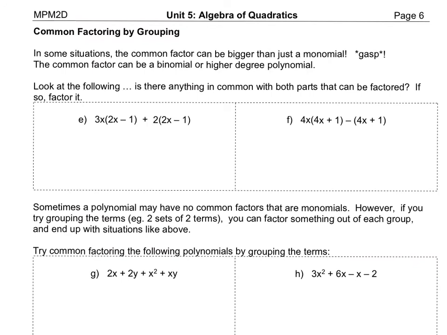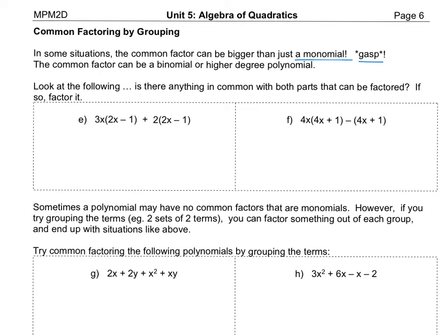So factoring by pulling out a monomial, not too hard, but now we're going to change it up a little bit. We're going to look at this thing called factoring by grouping. It really is common factoring still, but in some situations the common factor can be bigger than just a monomial. I know, crazy, right? The common factor can be a binomial or higher degree polynomial. So we're going to look at these following things. Is there anything common with both parts that can be factored?